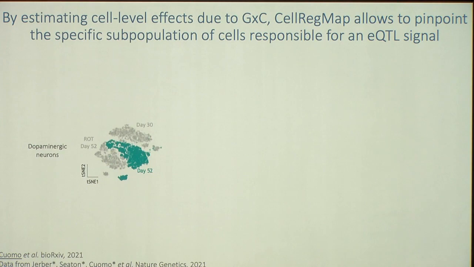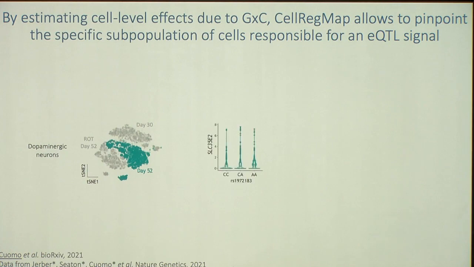This is an iPSC differentiation experiment where we have, from 200 individuals, iPSCs differentiating towards neuronal cell types. And here I'm focusing specifically on the dopaminergic neurons. And there were 3 conditions annotated in the original study. We have day 30, sort of younger neurons, day 52, more mature neurons, and then also a stimulated condition.